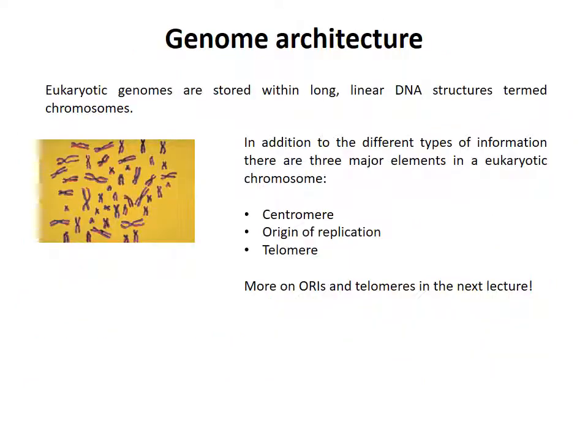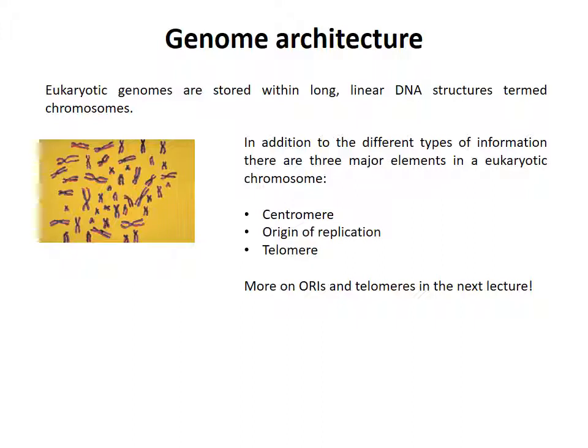So in contrast to prokaryotic organisms whose genomes are circular in nature generally, eukaryotic genomes are generally stored within these long linear DNA structures termed chromosomes. So I'm sure many of you will be familiar with this image here of a classical metaphase spread of human chromosomes, in which you can see some of the major structures found within human chromosomes, including the centromere, which is located at the centre of the chromosome here, where the chromatids intersect, and the telomeres, which are located towards the ends of these linear chromosomes. The other major structural feature of a chromosome being origins of replication.